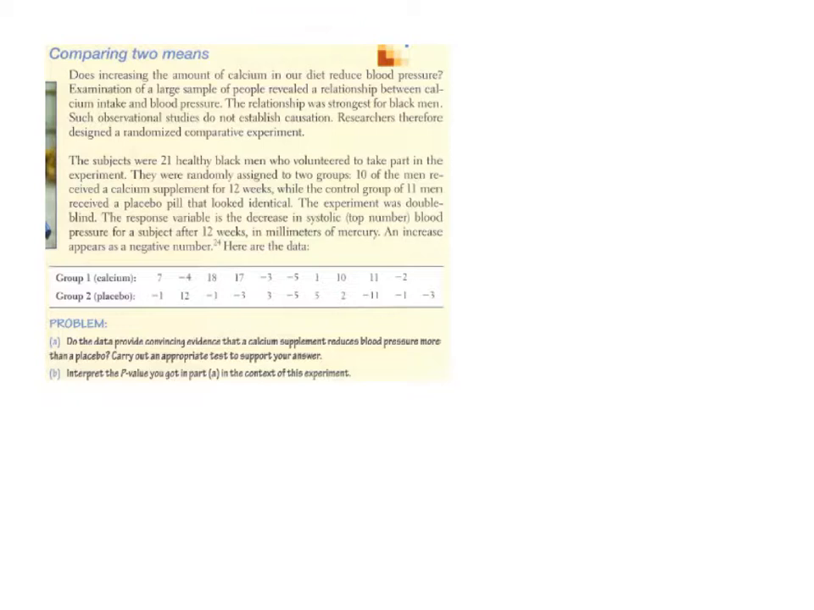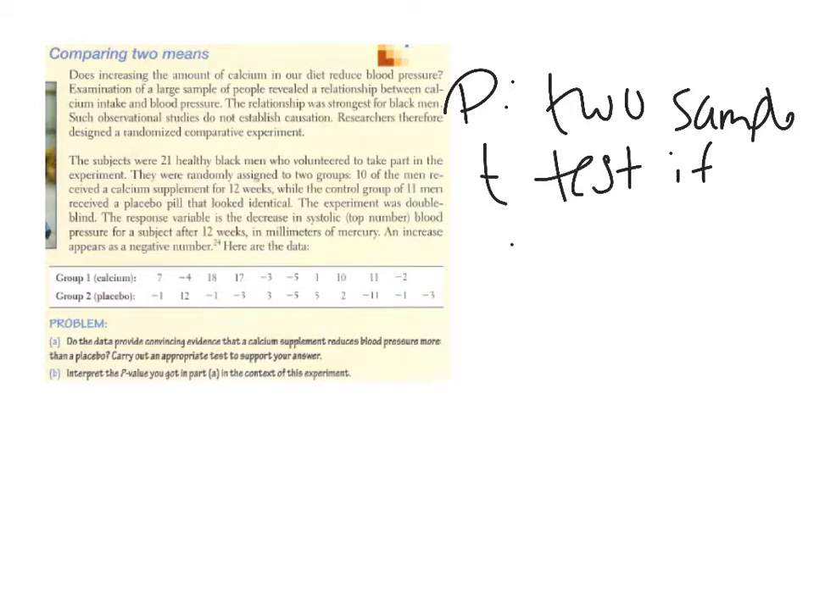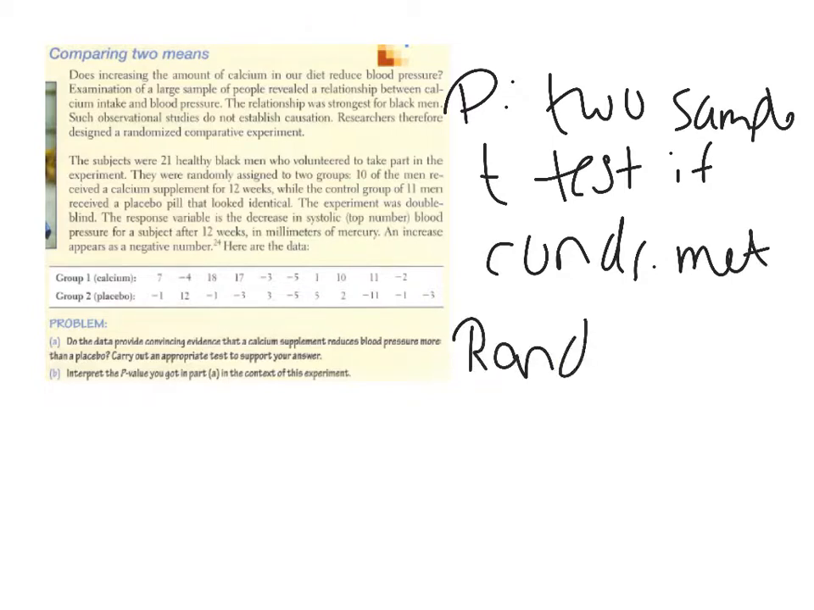Okay, so now we're going to shift over to our planning stage, our step 2. So I need to say what I'm going to do. I'm going to do a 2 sample t-test if the conditions are met. And so then I need to run through my conditions, right? Random. Okay, so is random met? They were randomly assigned, the 21 subjects. So I've got 21 healthy black men who volunteered to take part. They were randomly assigned, and that counts as random.